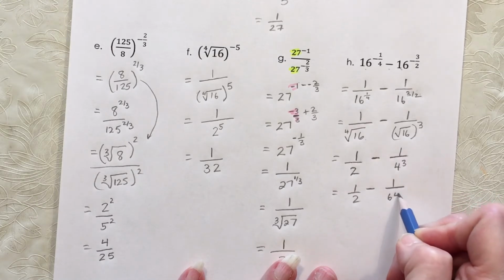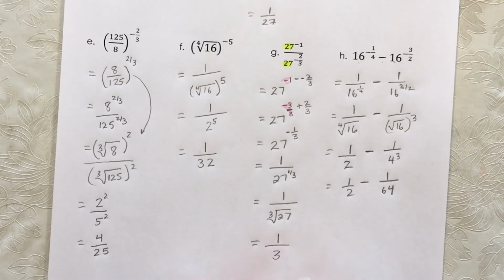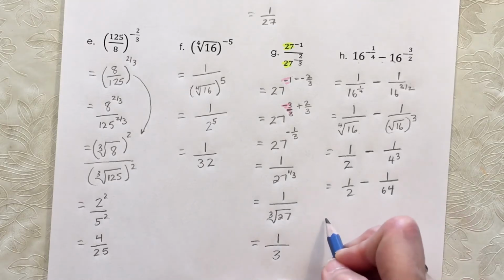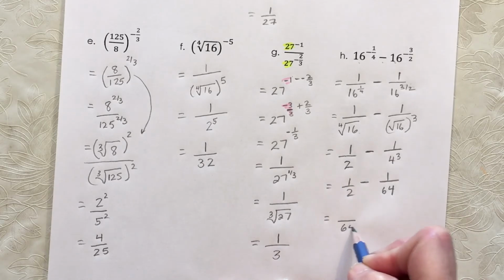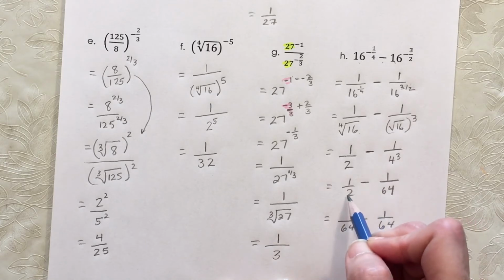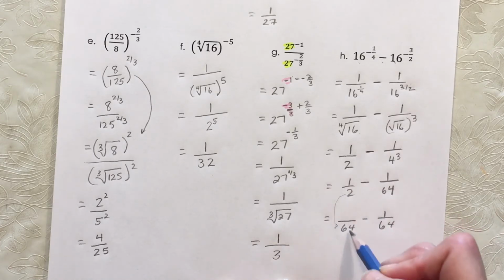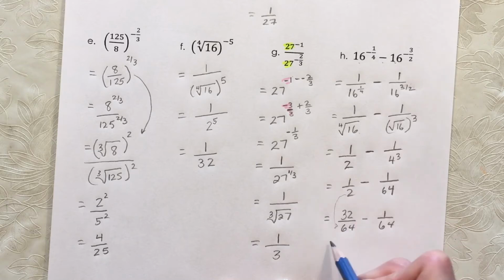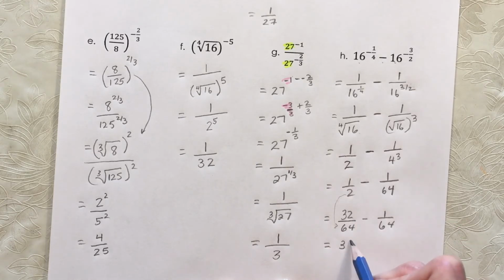4 cubed is 64. So now I have a half minus a 64th, so I need a common denominator, which is going to be 64. So to get from 2 to 64, I had to multiply by 32, so I multiply the top by 32, and I end up with 31/64.